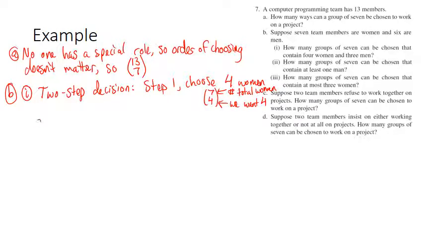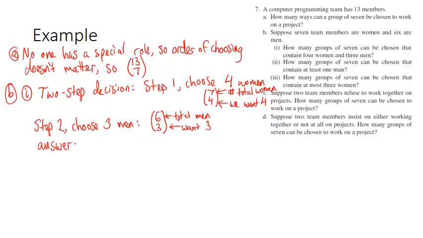Okay, and then step 2 is going to be choose the men. So choose 3 men. How many men are there? There's 6 men, and then we want 3 of them. So this is total men, and then we want 3. Okay, so the answer here is going to be, we're going to multiply these 2 steps together. So we're going to have 7 choose 4 times 6 choose 3. So that's our final answer there, and this was the final answer up there.